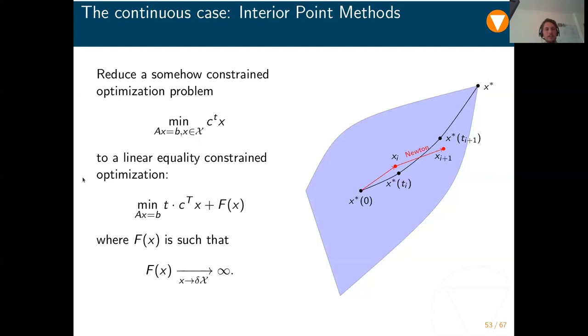And the idea behind the interior point scheme is that you transform this problem into an only linear equality constrained optimization problem, because you might have reason to believe that you are better at solving that rather than solving the original problem you looked at. So how do you do that?